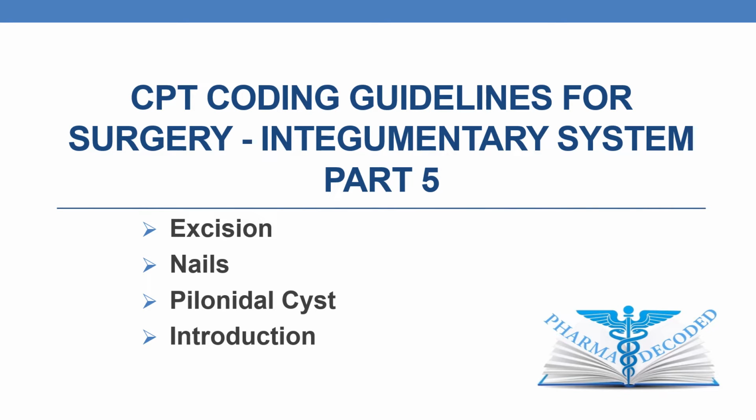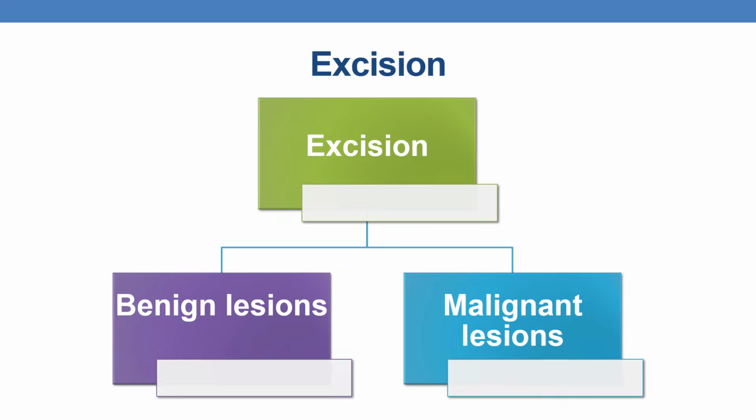Hello everyone, now let us discuss CPT coding guidelines for surgery, integumentary system part 5. In the current session, we will be focusing on excision, nails, pilonidal cyst and introduction topics. First, coming to excision. Excision is of two types, benign lesion and malignant lesion: excision of benign lesions and excision of malignant lesions.